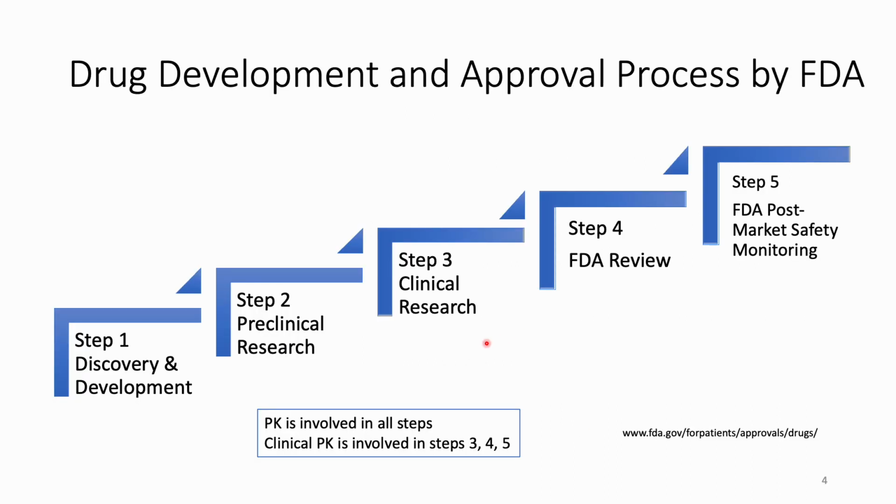As we know, a new compound to be a drug needs to be developed and approved by the FDA. There are many steps involved in the drug development and approval process by the FDA. First of all, the new compound will be discovered and developed. Then, it will be studied in animals for the safety and potential therapeutic effects. After this step proves that the new compound is safe and generates some potential therapeutic effects, then it can be approved to go to step 3, clinical research.